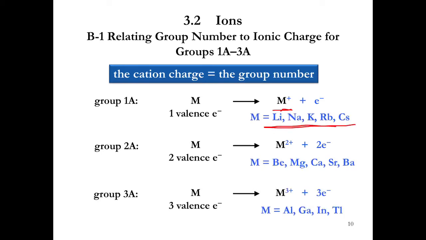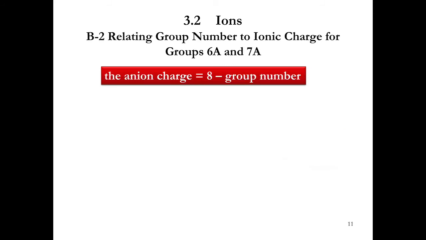So if we're looking for examples of each of those, here are the group 1 metals, all of which have exactly a +1 charge as ions. Here are the group 2 metals, all of those have a +2 charge when they form ions. And then the group 3 metals, all of those have a +3 charge when they form ions.